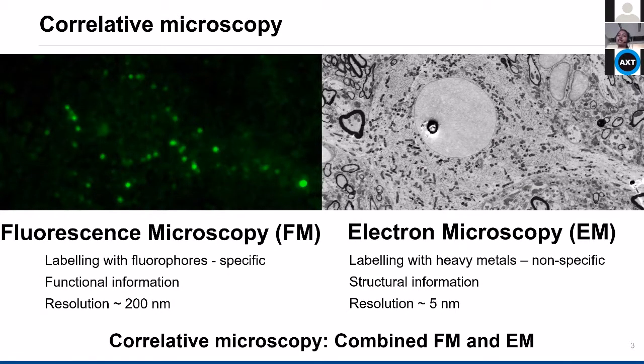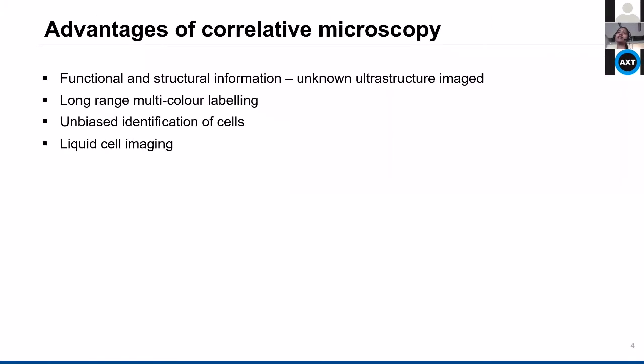And correlative microscopy then is a technique that combines the two. So it's a combination of fluorescence and electron microscopy. And the advantages are that you can receive both functional and structural information, one from fluorescence microscopy and the other from electron microscopy. And this leads to a very nice result, which is that you can image unknown ultrastructure.